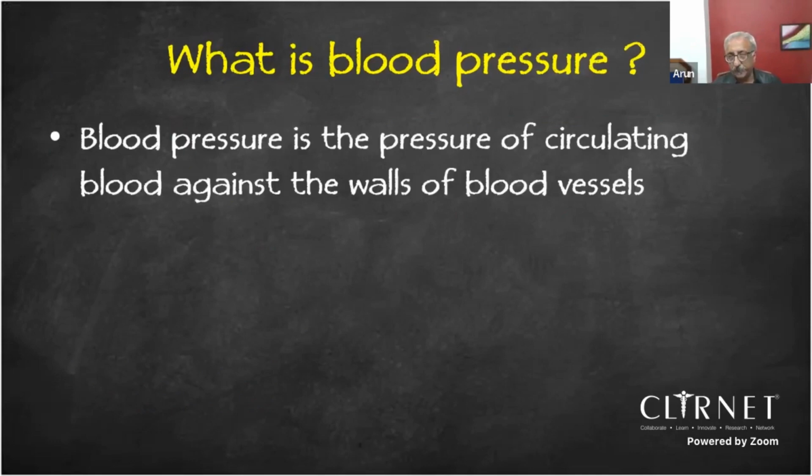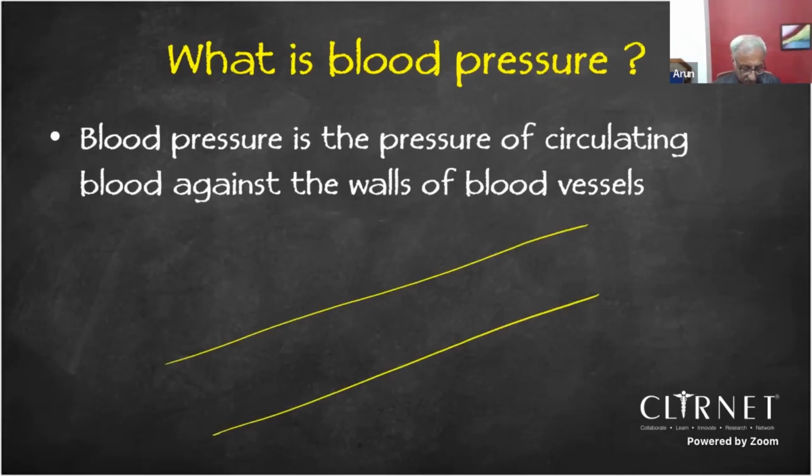Blood pressure is the pressure which the circulating blood exerts against the walls of a blood vessel. Suppose this is a blood vessel, and we have blood flowing through this. Say we presume this to be red-colored blood. Whatever pressure this blood exerts on the walls is called blood pressure.